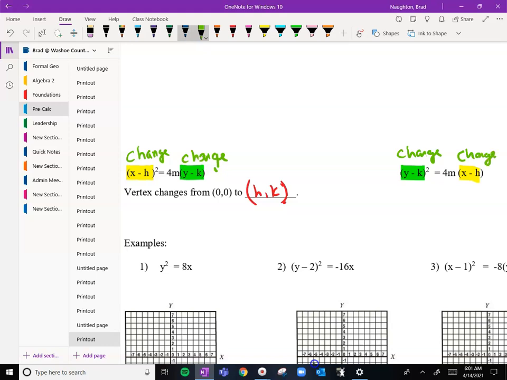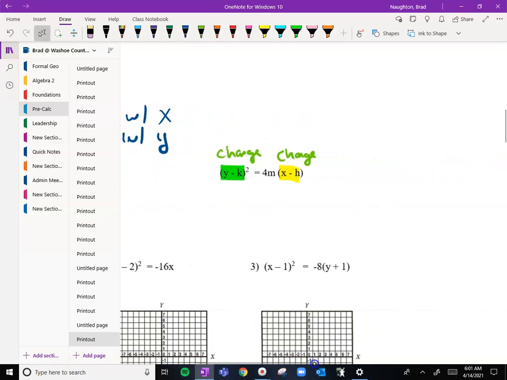All right. So if you need to make a little reminder to yourself, the h is always with the x and the k is always with the y. Okay, always something important to remember. And then again, squared, not squared.